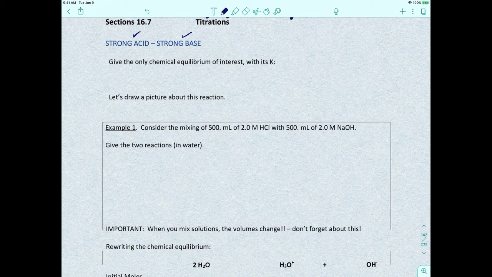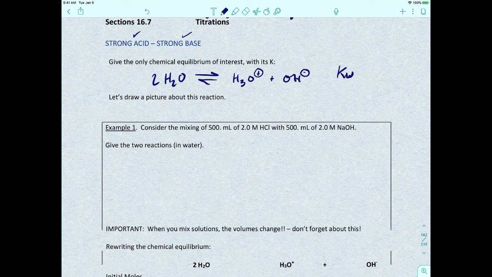All right. So for the strong acid, strong base titration, it's saying give the only chemical equilibrium of interest with its K. Well, we know that this reaction, when we take in 2 moles of water, forms an equilibrium between H3O plus and OH minus. That's the equilibrium it's talking about. And we know that there's a KW for that reaction.